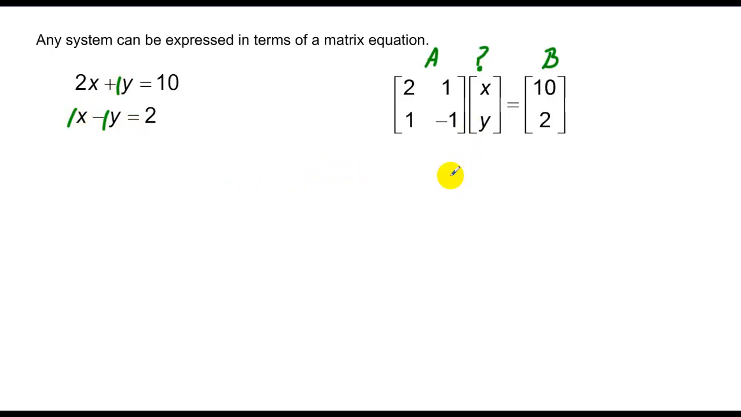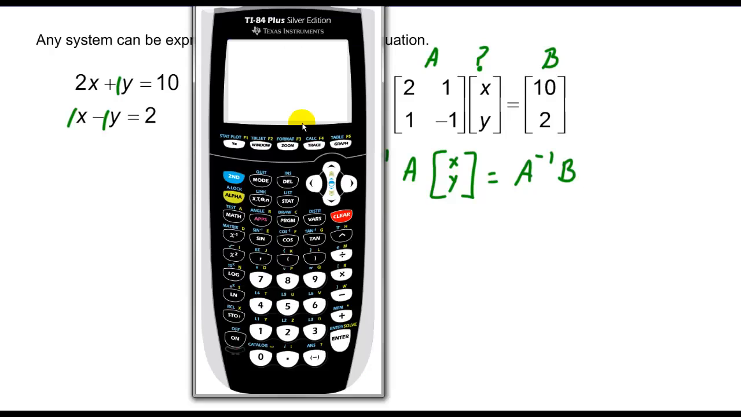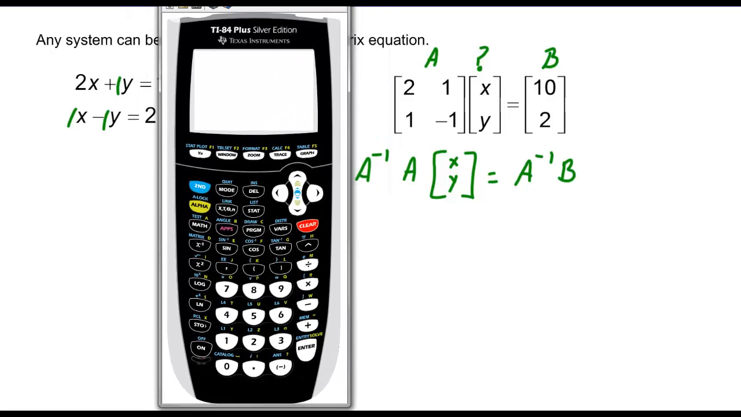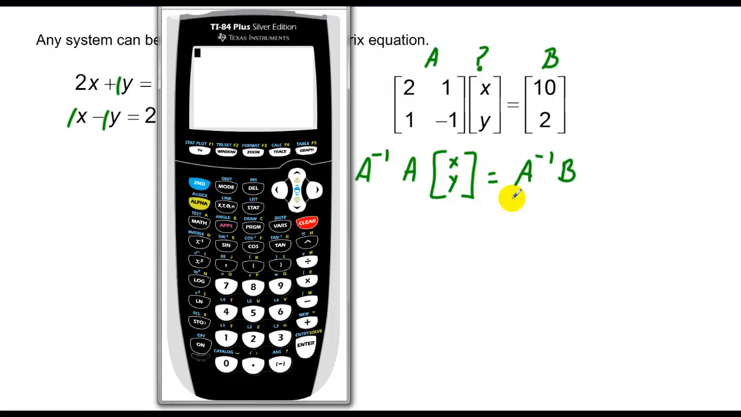So what I really need to do is multiply the A matrix by its inverse, thus leaving me with x and y. Likewise, multiply the inverse of A by B. And I'm going to do that. Let's first type in the matrix A, which is a 2 by 2. So let's go ahead and plug these values in. We're going to plug in the A matrix and the B matrix and then find the value of the inverse of A times B.